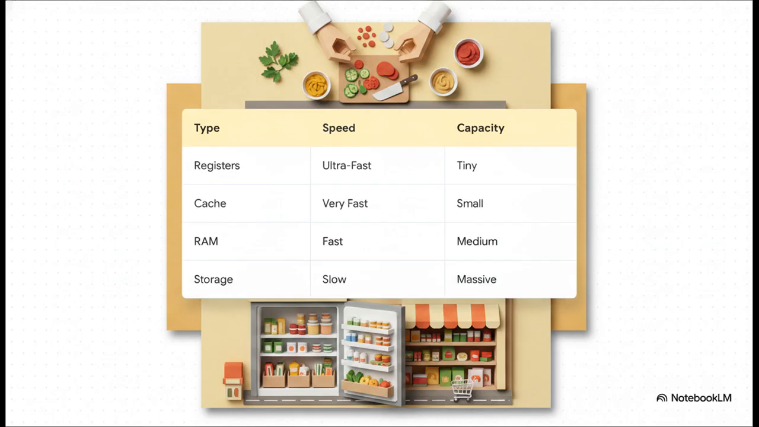Further down is RAM, our main memory. It uses DRAM technology, so it's a bit slower but much larger. This is your refrigerator. Finally, way down at the bottom, we have storage. Think of your SSD or a mechanical hard drive. Massive capacity, very cheap to produce, but incredibly slow compared to the CPU. This is basically the grocery store down the street.